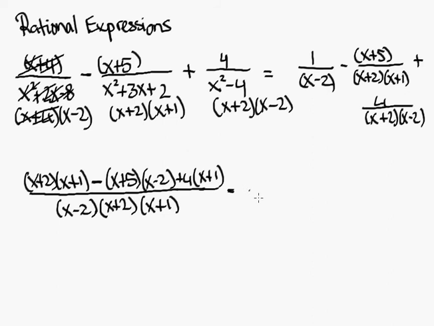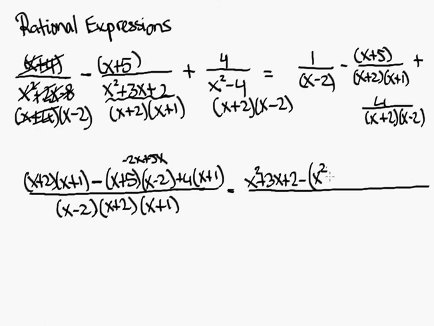So, okay. I'm going to get more junk. I gotta distribute all this stuff. So x plus 2 times x plus 1. Well, actually, that one's right here, so I can just copy that. Minus. So let's see what I get. I get an x squared minus 2x. But a negative 2x plus 5x is actually going to give me plus 3x. And then 5 times a negative 2 is a negative 10. And then plus 4x plus 4, all divided by x minus 2, x plus 2, x plus 1.